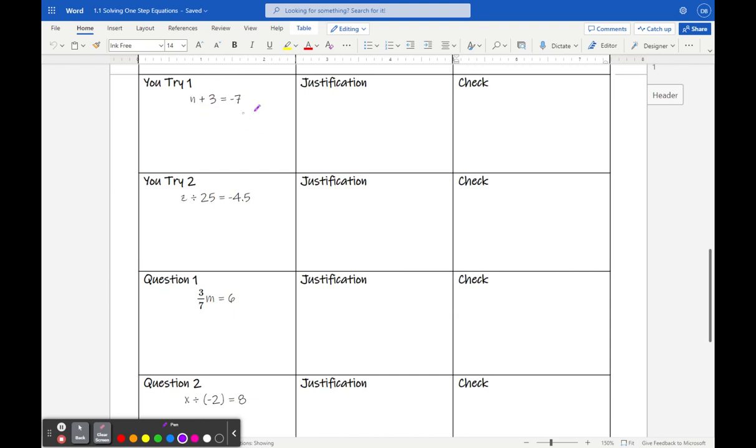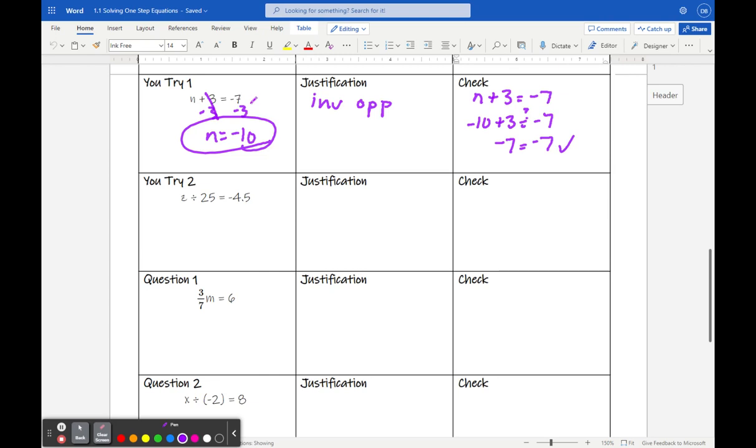Here we have inverse operations to subtract 3 from both sides, zeroing out, n is equal to negative 7 minus 3 would be negative 10. My check, of course, would be n plus 3 equals negative 7. Negative 10 plus 3 could possibly equal negative 7. Negative 7 does in fact equal negative 7, so my solution of negative 10 is correct. How'd you do? Yeah? Cool.